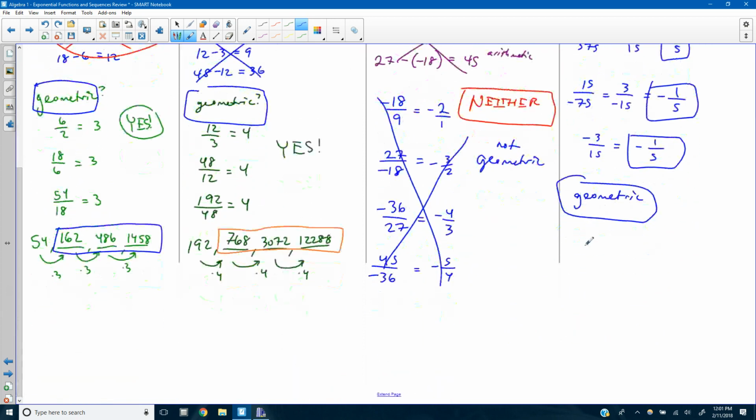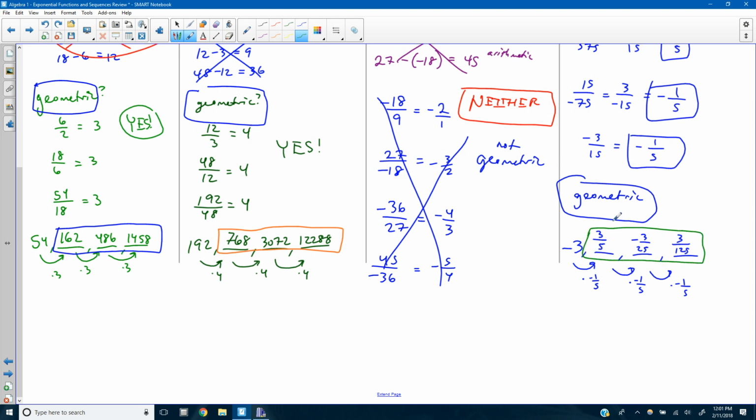Well, our ratio is negative 1/5. So from negative 3, I'm going to find 3 more terms. I'm going to multiply this by negative 1/5, multiply that by negative 1/5, and multiply that by negative 1/5. Negative 3 times negative 1/5 is positive 3 over 5. 3/5 times negative 1/5 is negative 3 over 25. And negative 3 25ths times negative 1/5 is positive 3 again over 125. Basically 5 squared, 5 cubed, like that. And it keeps going. Those are your next three.